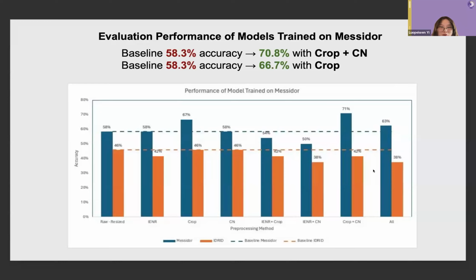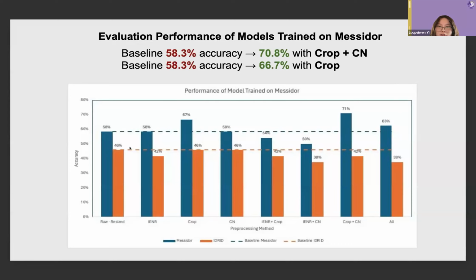So here's the evaluation performance of models trained on Macedor, and the x-axis shows different preprocessing techniques, while the y-axis represents the accuracy percentage. So the blue bars represent the model's performance on the Macedor dataset, which the model is trained on. And the orange bars show the model's performance on the IDRIT dataset, which demonstrates how well the model generalized to a different dataset. So the dashed blue line at 58% indicates a baseline accuracy for Macedor, and then we can see the dashed orange line at 46% shows a baseline for IDRIT.